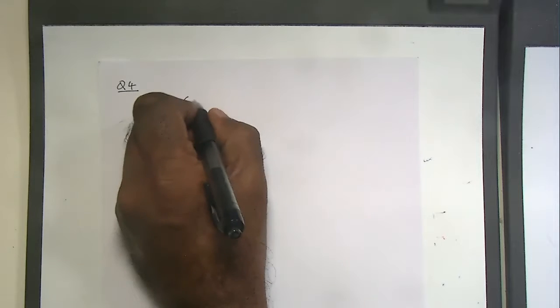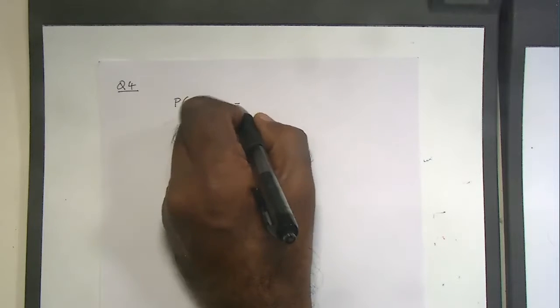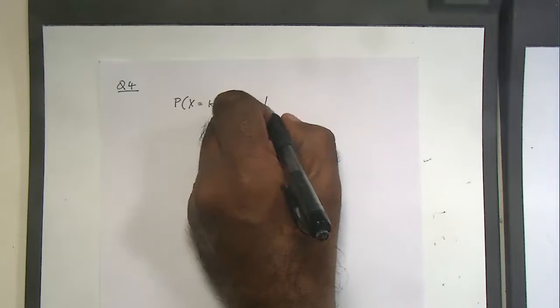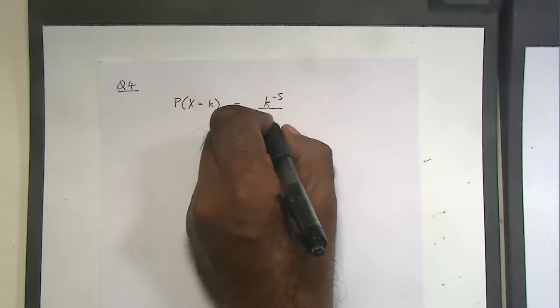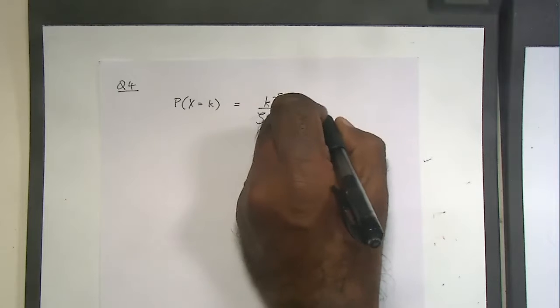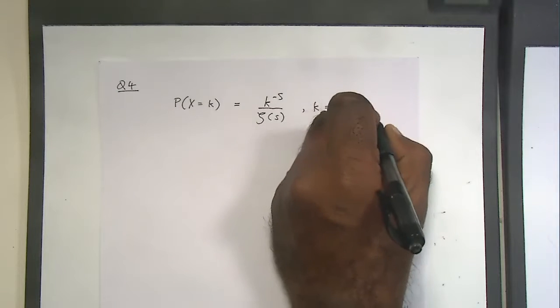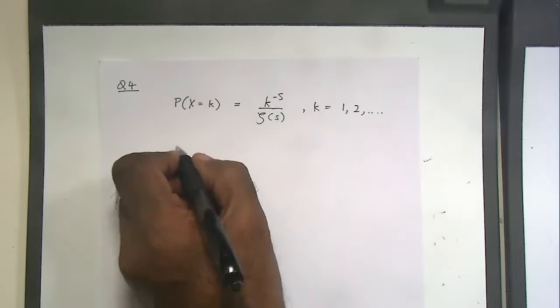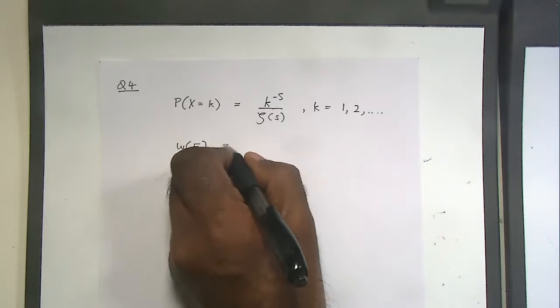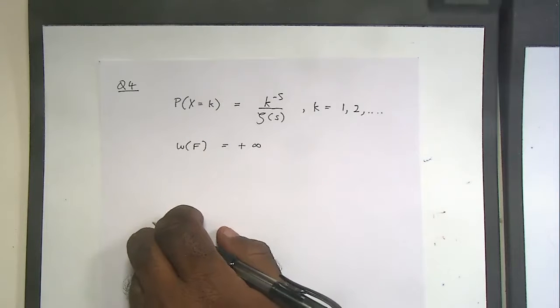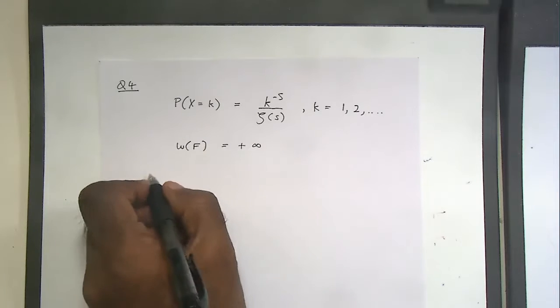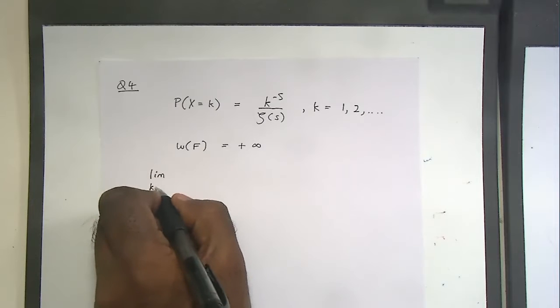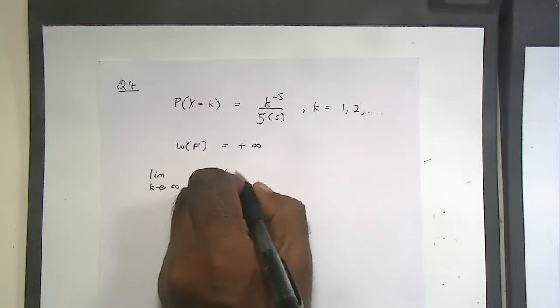question 4, right? So you have the probability that x equals k is equal to this, the probability mass function. So it's clear from the domain that w of f must be infinity. Okay, so what you need to compute is the limit as k goes to infinity of the probability that x equals k.